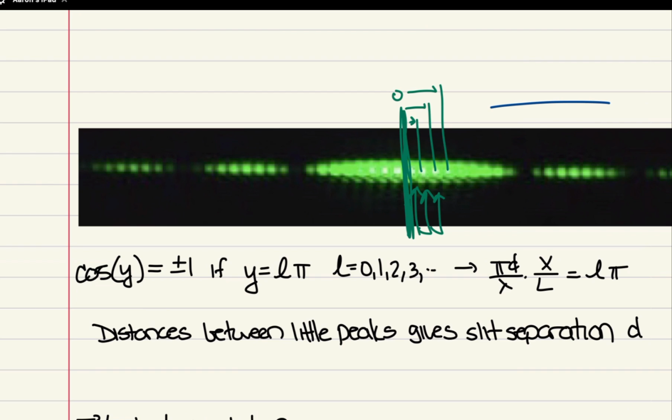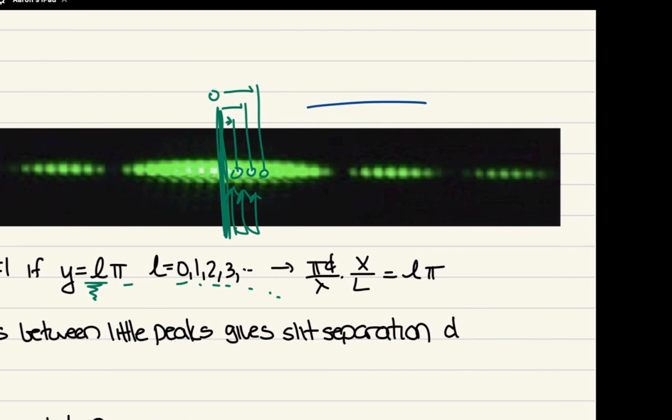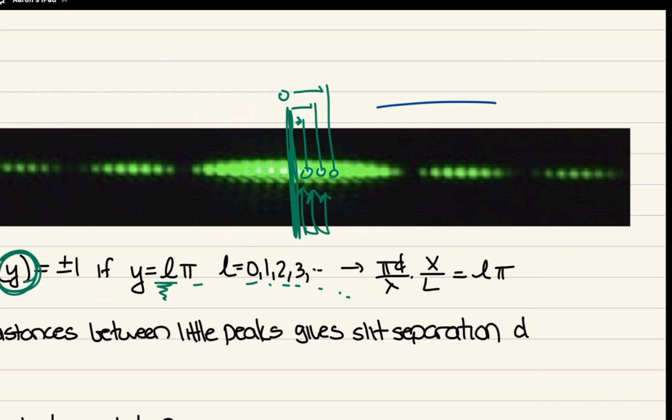And so the distances that correspond to 1, 2, 3 are whenever whatever is inside the cosine is equal to some number, which could be 0, 1, 2, 3, 4, etc., times pi. And so again, looking inside what the cosine function has, that corresponds to this right here.